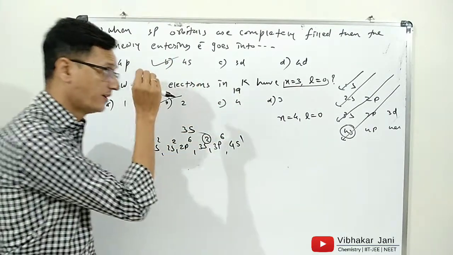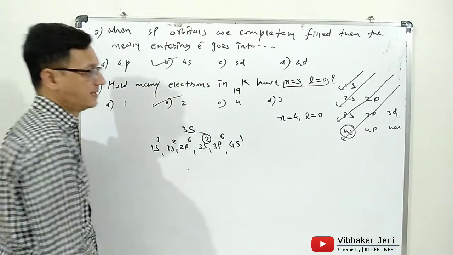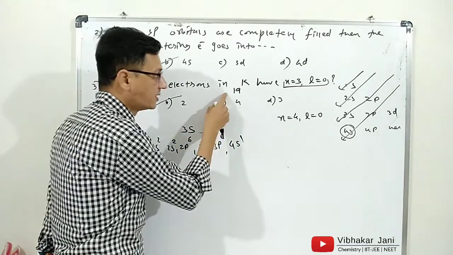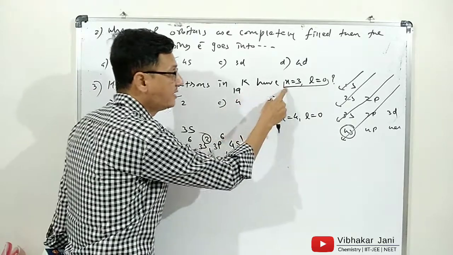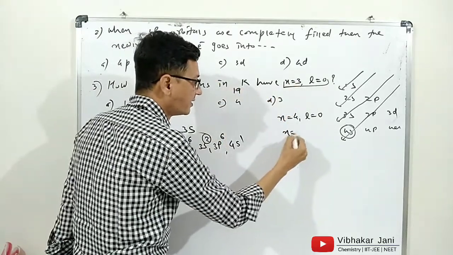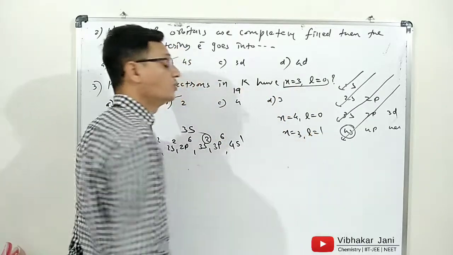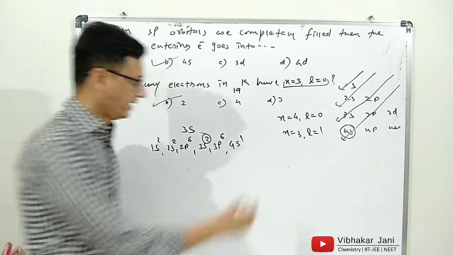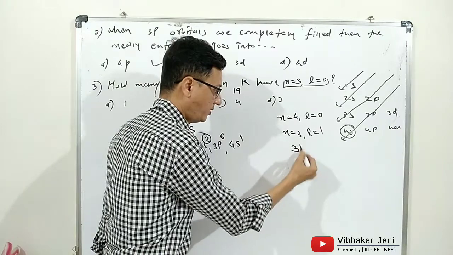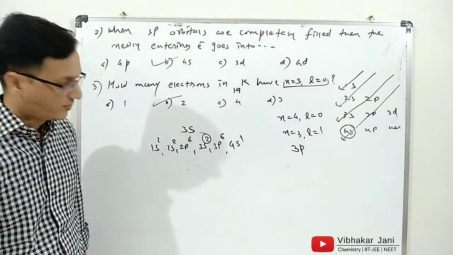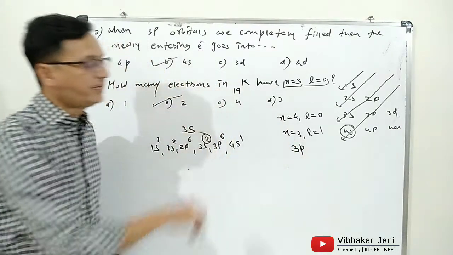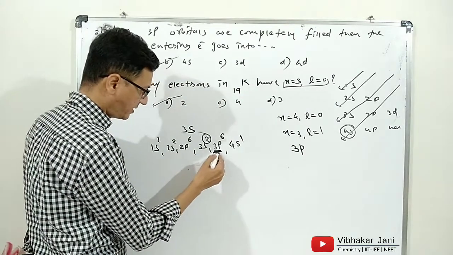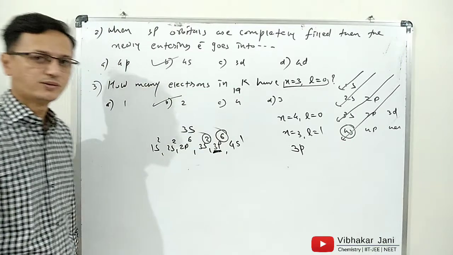Okay, now let us modify the same question. If somebody says how many electrons are there in potassium which have n equal to 3 and l equal to 1, then how many electrons are there? So n equal to 3 and l equal to 1 means p orbital. So we are talking about the 3p orbital now. Just see the 3p orbital, it contains 6 electrons.